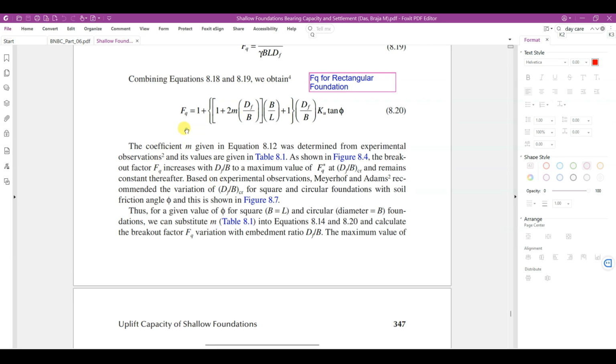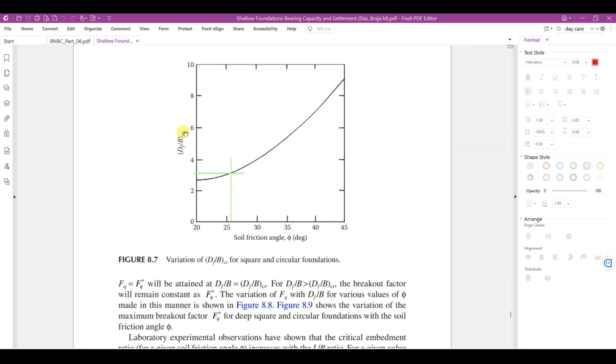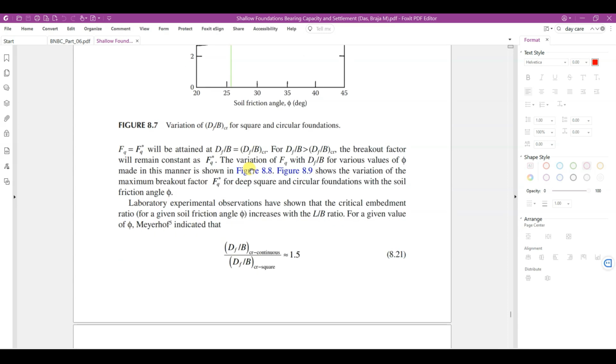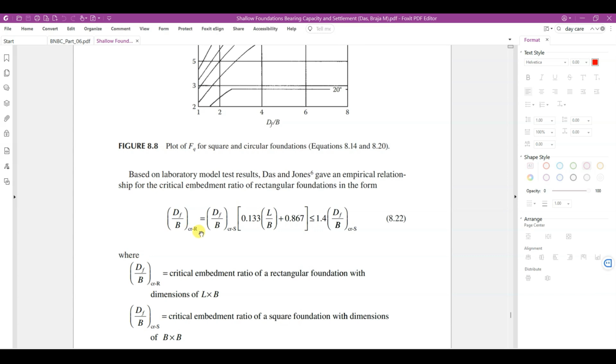So let us see how we can determine the maximum FQ using this same formula. Here, Df over B critical for square foundation has been provided. We are not dealing with circular, we are only dealing with square and rectangular foundation. So for example, for 30 degree, the value of Df over B critical will be, say, 4. We have to adjust this value for rectangular foundation. There is another formula provided for rectangular foundation. This CR means rectangular foundation, critical Df over B value.